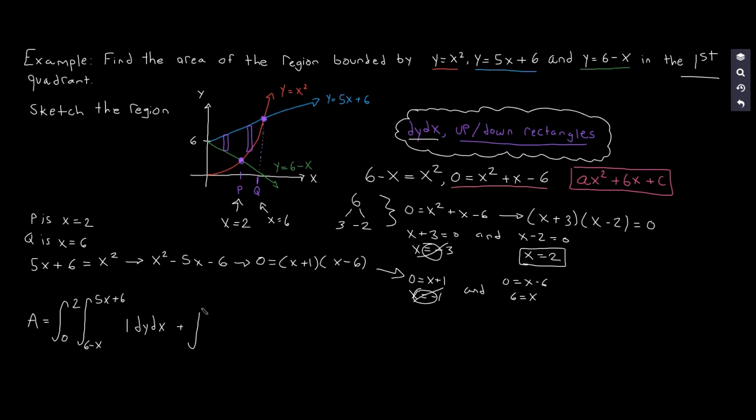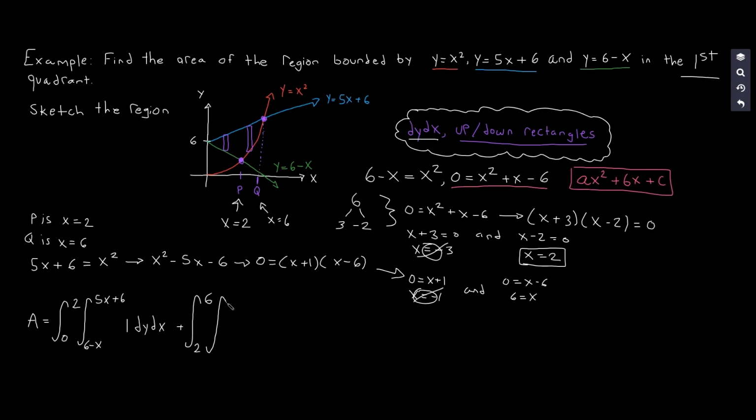Plus the integral from what? We stopped at 2. This was our stopping point. We went from 0 to 2, and now we're going from 2 to 6. This is not drawn to scale, by the way. So now we're going from 2 to 6 for our x, for dx.